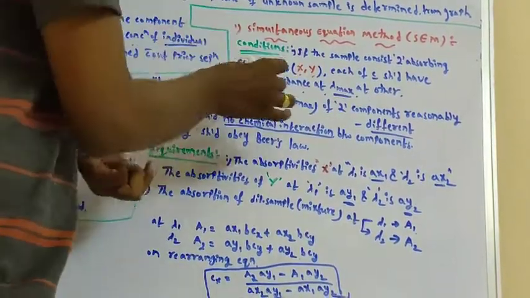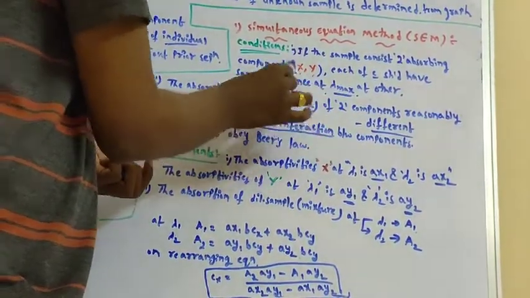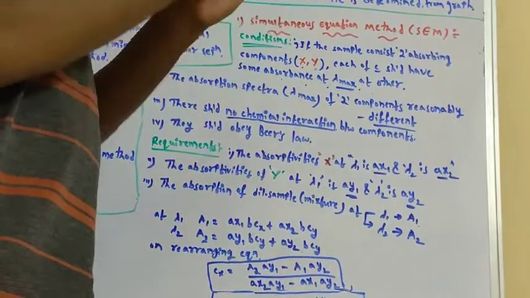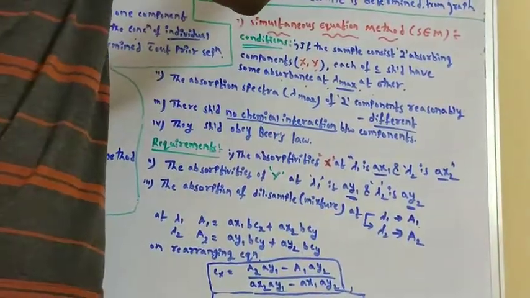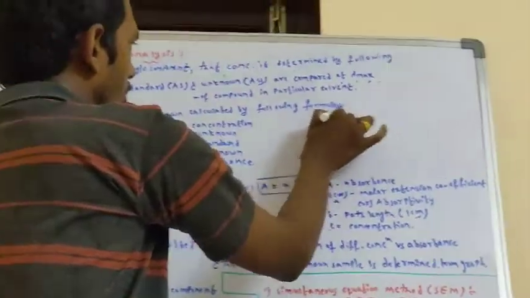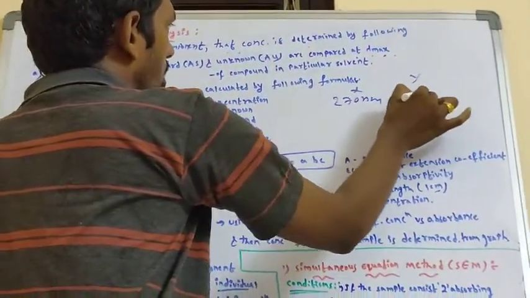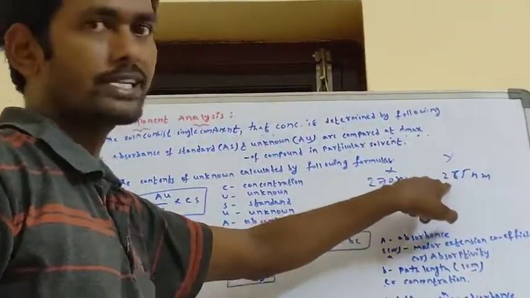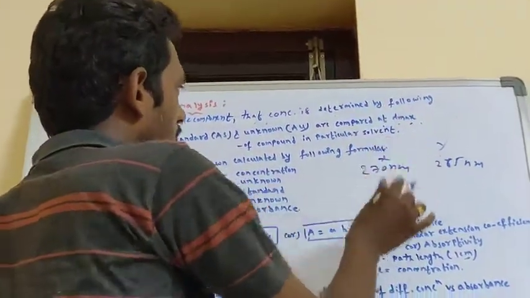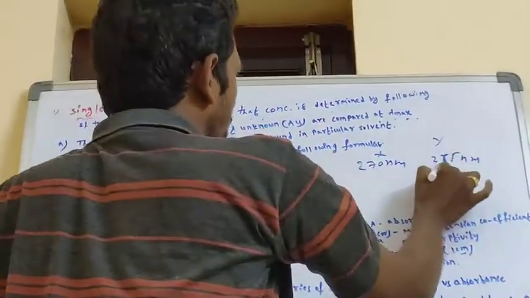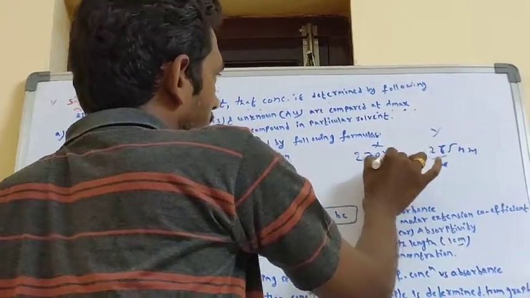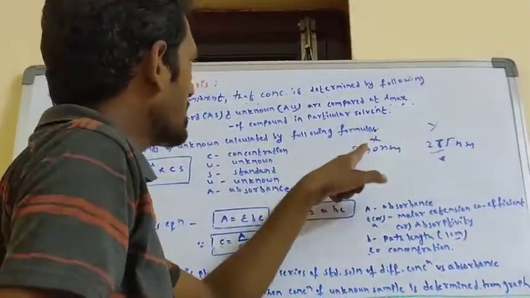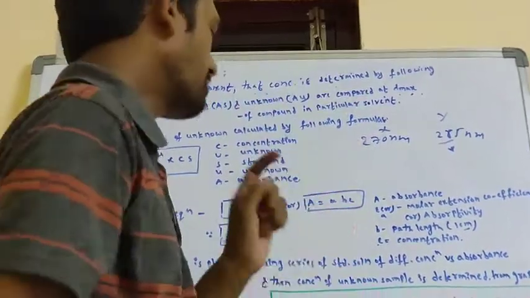And what it is saying here is, at each lambda max, both the compounds show some absorbance. Suppose the X component has 270 nanometer and the Y component has 285 nanometer. If X lambda max is 270 and Y lambda max is 285 nanometer, then the X component should show somewhat of an absorbance at Y lambda max, at least. Here the Y component has to show somewhat of an absorbance at X lambda max. That is the meaning here.